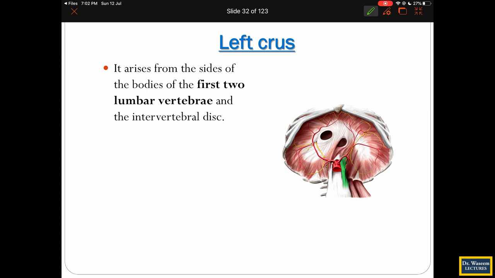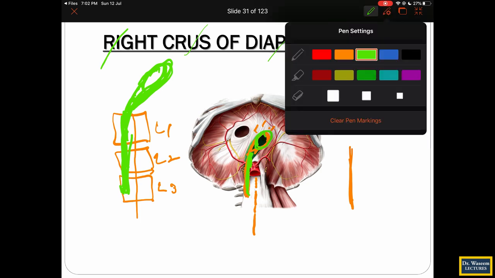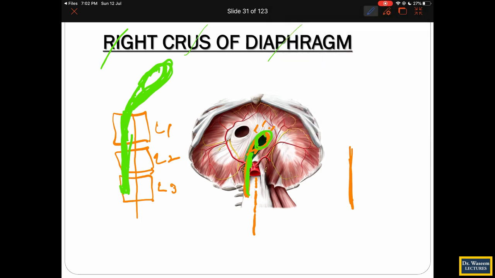Watch it again. If this is the right crus of the diaphragm, this time I am showing you the left crus also, with this other color, blue. This left crus is smaller than the right. This is the right crus, and left is this. It will take origin from L2 and also from L1. It is not making any curve, and it will be hidden behind or merging behind the right crus of the diaphragm, proceeding towards the dome of the diaphragm. So, this is called the left crus.